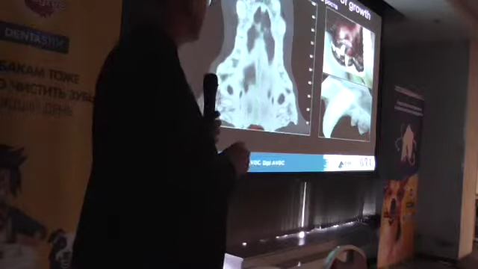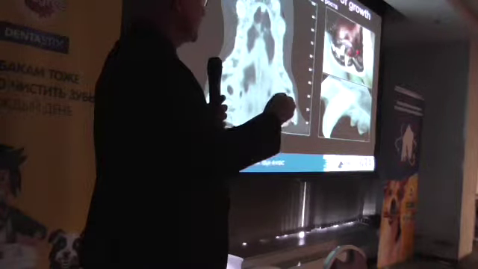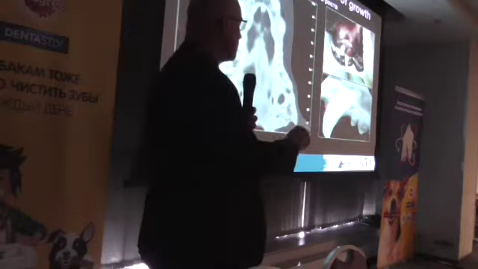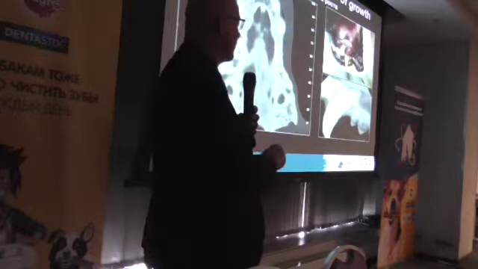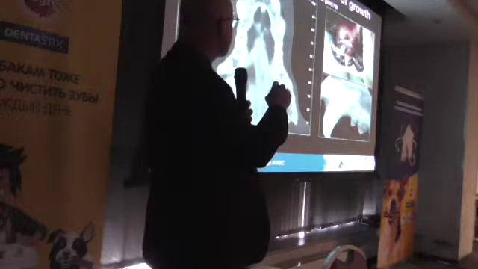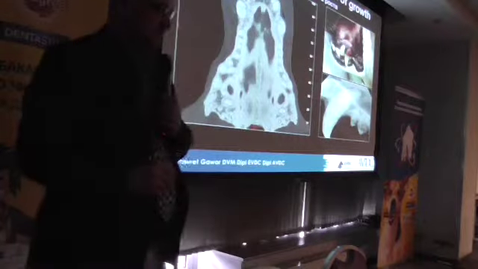This is another example. So we have a small mass on the lateral aspect of a gingiva. We don't see really significant lesion on a radiograph, but on a CBCT we can see the periosteal reaction.